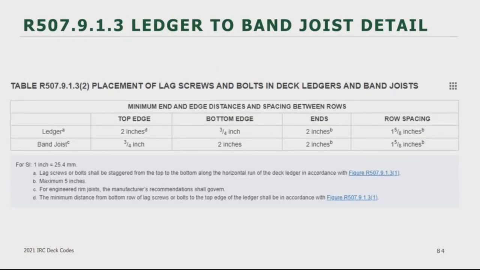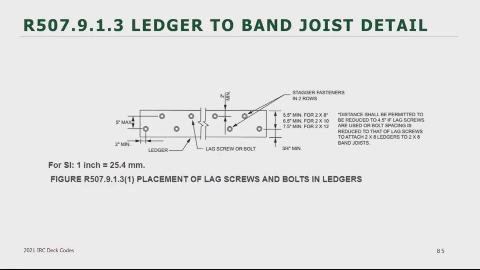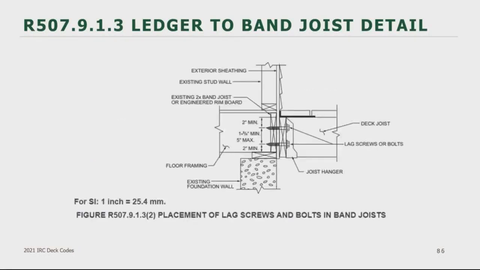R507.9.1.3 parent 2 gives you the location of the bolts or lag screws for both the ledger and the band joist. Here's what that table looks like graphically as it relates to placement on the ledger board. This is figure 507.9.1.3, parent 1. And figure R507.9.1.3, parent 2 gives you the placement again, but as a cross section, so you can see how this applies to the band joist on the house.